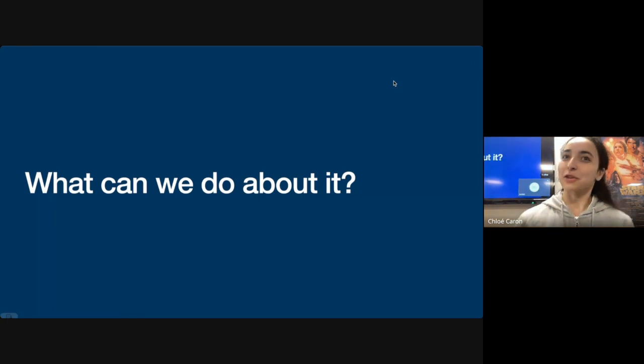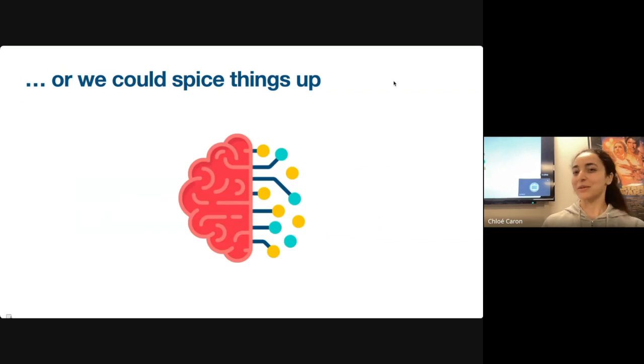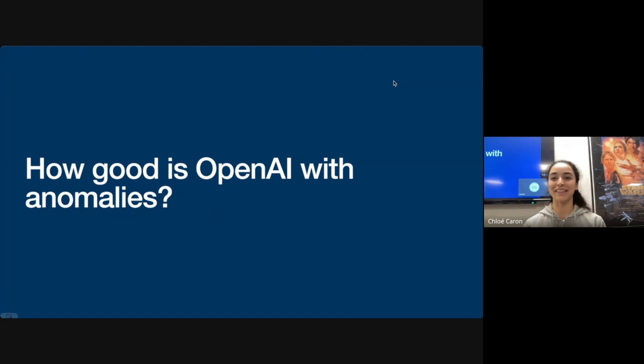Okay, so what can we actually do about it? This is quite funny because Soufflé was our first talk, and I think Elementary we're going to be speaking about in the next talk, so you can use both of them. There are existing tools out there. They're great for data observability, so these can be used when you want to improve your data quality. You can also spice things up a little, and what I mean by that is how good is OpenAI?